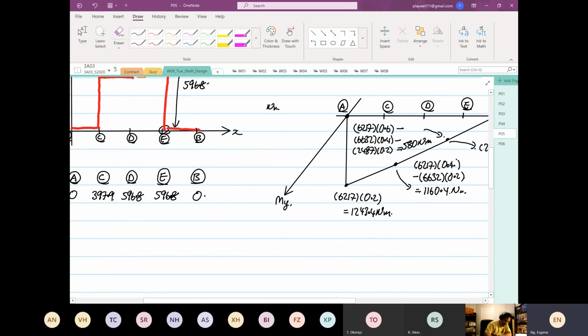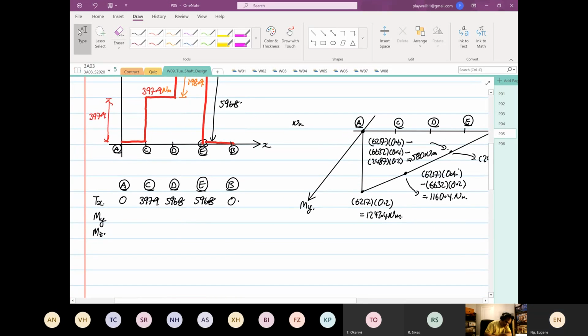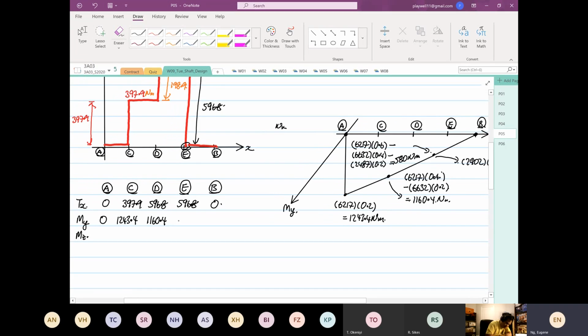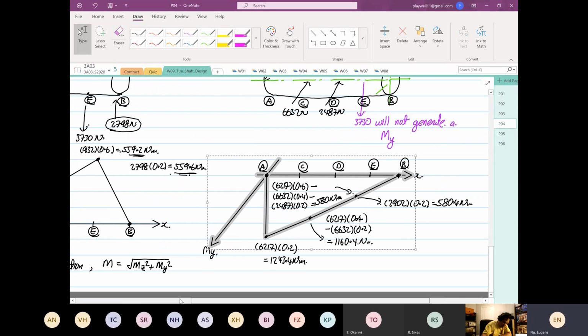So at point A, moment in Y is equal to 0. Moment at C is 1243.4. At point D it is 1160.4. At point E it is 580. And then 0 again. And then you take moment about Z. So we're going to look at moment about Z.